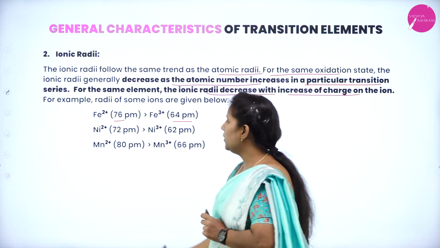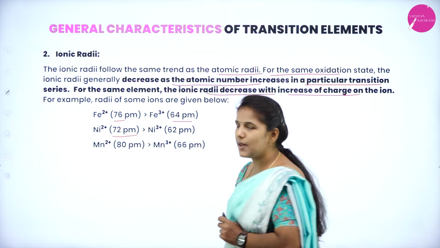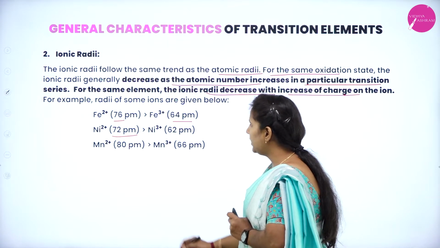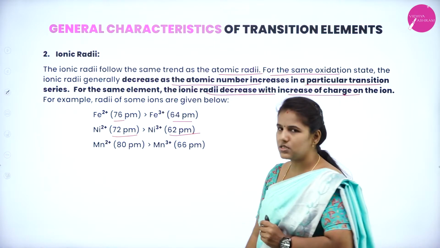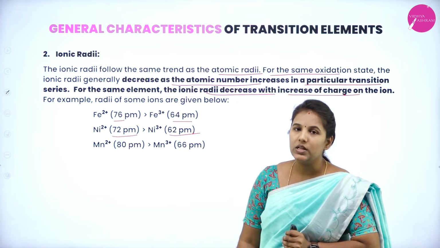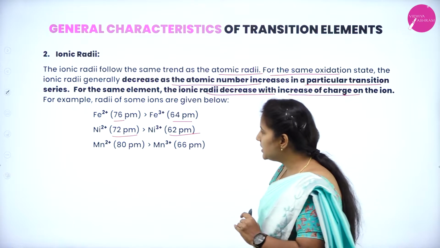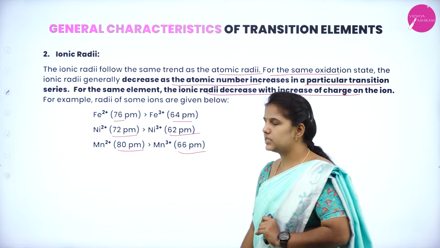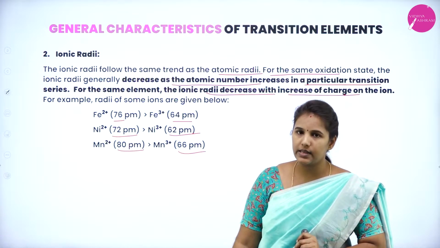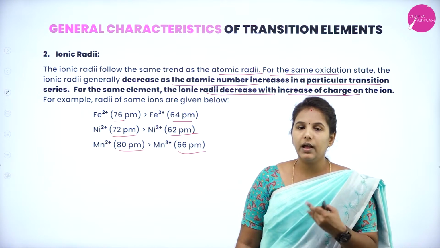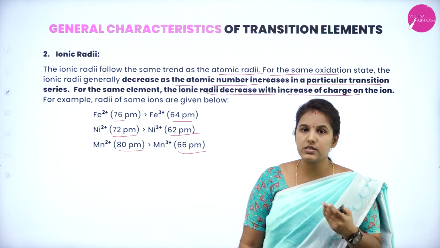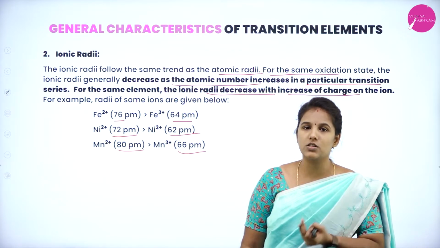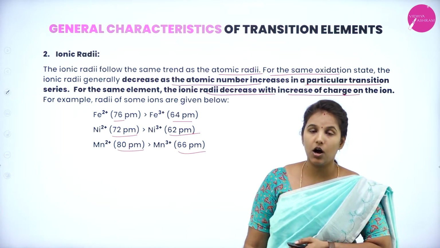Okay. Similarly, with nickel, if it exists in a +2 oxidation state, it exhibits 72 picometer. If it is in a +3 oxidation state, it decreases to 62 picometer. Similarly, manganese is 80, and if it is in a +3 state, it will be 66. This indicates that as the oxidation number increases, the ionic radii decrease.